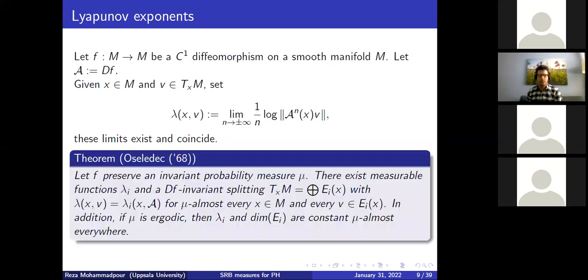And we have a classic result of Oseledets to say that, if f preserves an invariant probability measure mu, there exist measurable functions lambda i, which we call the Lyapunov exponents, and a Df-invariant splitting, such that lambda(x, v) is equal to lambda i(x) for mu almost every point, and every v belonging to the Oseledets space. Moreover, if mu is ergodic, then the Lyapunov exponents and the dimensions of the Oseledets spaces are constant mu almost everywhere. So that was a classic result by Oseledets.